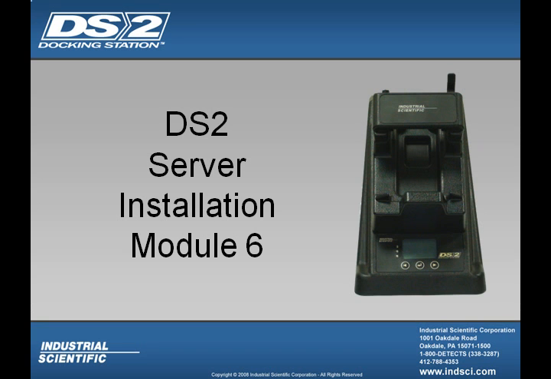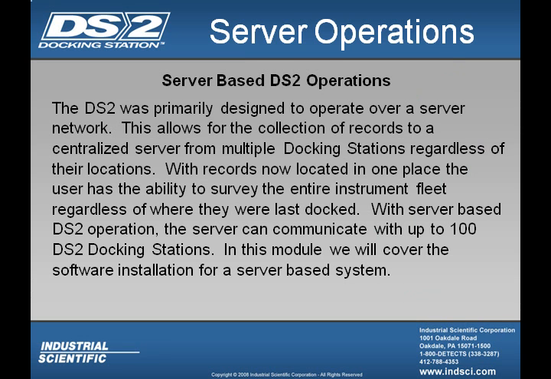Welcome to Module 6. In this module, we'll cover the DS2 Server installation. The DS2 is primarily designed to operate over a server network. This allows for the collection of records to a centralized server from multiple docking stations regardless of their locations. With records now located in one place, the user has the ability to survey the entire instrument fleet regardless of where they were last docked. With server-based DS2 operation, the server can communicate with up to 100 DS2 docking stations. In this module, we will cover the software installation for a server-based system.